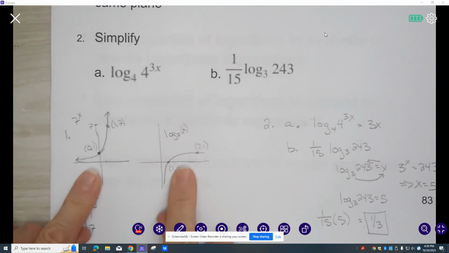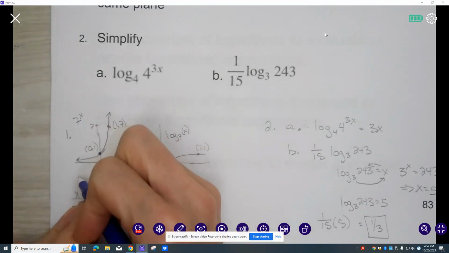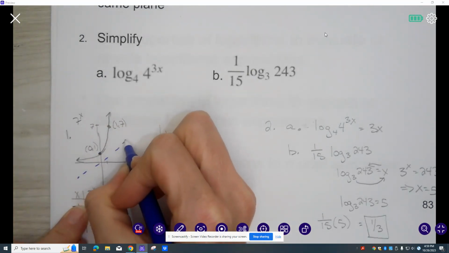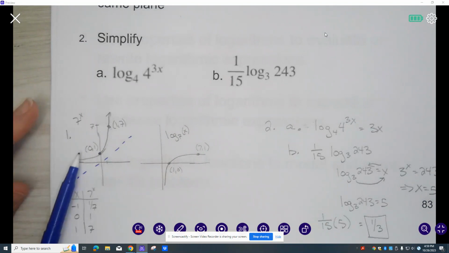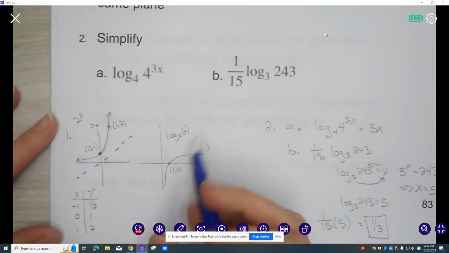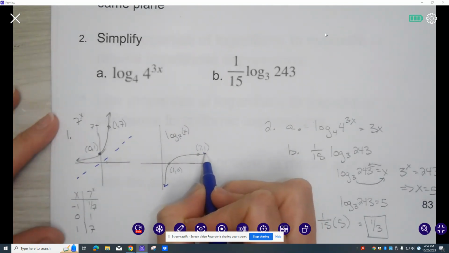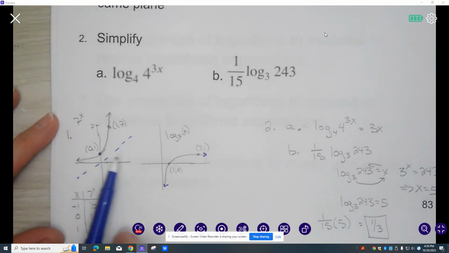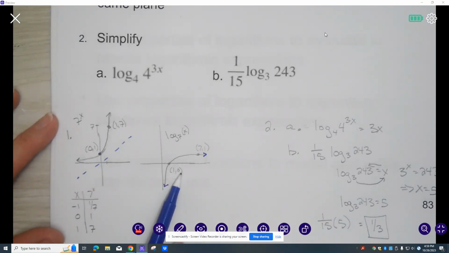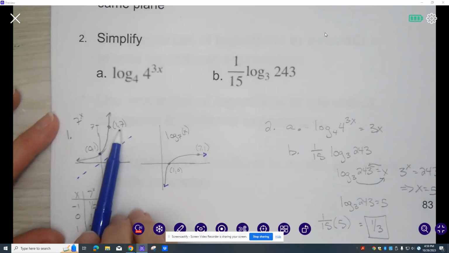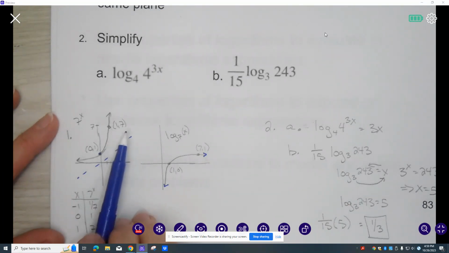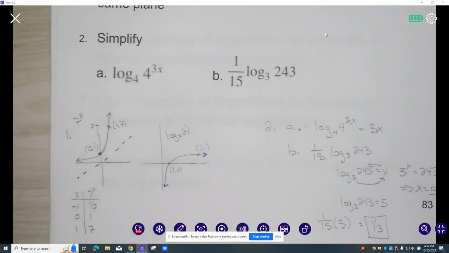And then if I graph its inverse, recall it should look like a reflection over this line. So I reflect this over the line, and it should look like this. My y-intercept becomes the x-intercept, and when you have inverses, your x and y switch. So my over 1 up 7 becomes over 7 up 1.